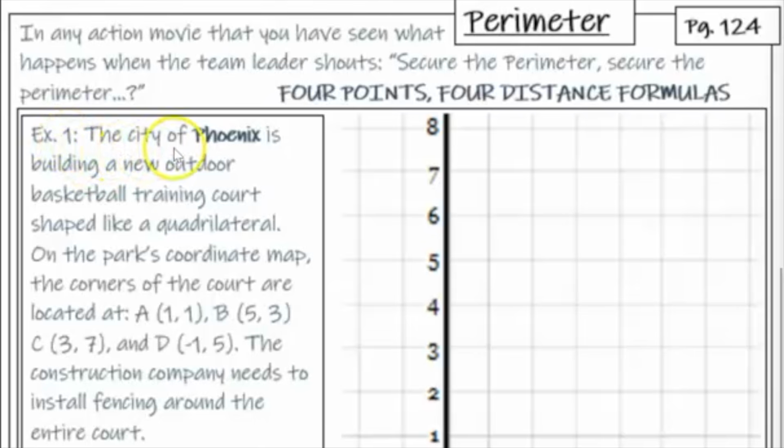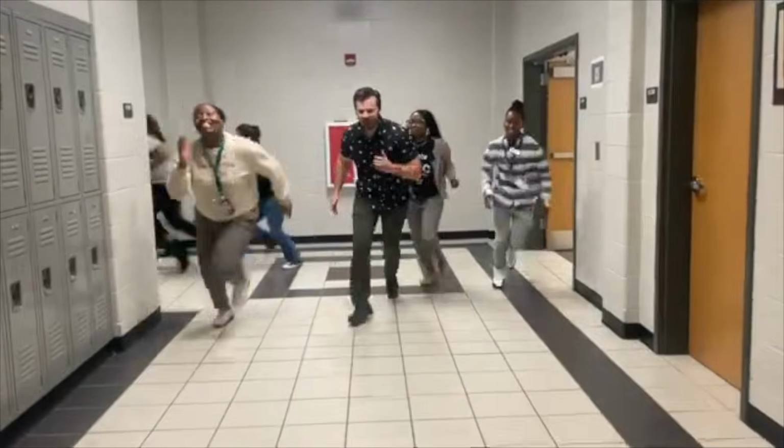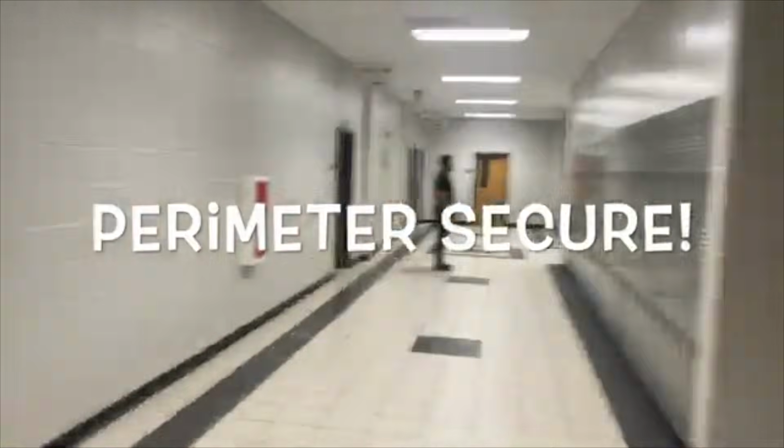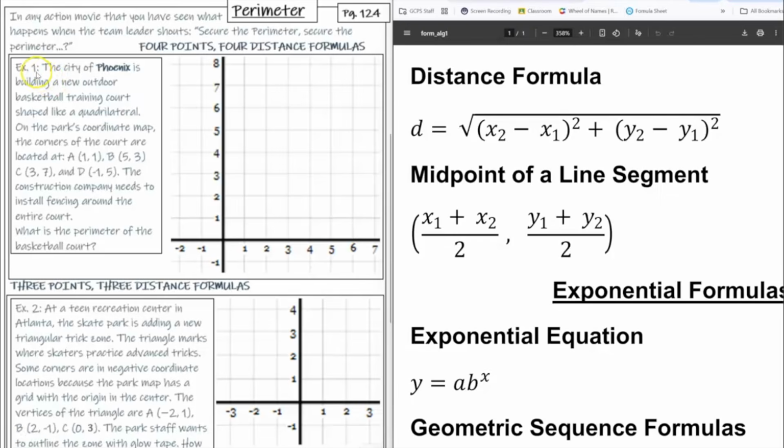So we're going to take a look at perimeter. And before we start, let's just think of any action movie that we've watched. What happens when the team leader shouts, "Secure the perimeter! Secure the perimeter!" What do you see happen? Perimeter secured. All the soldiers go around the entire shape. So when you hear perimeter, you're adding everything around your entire shape.